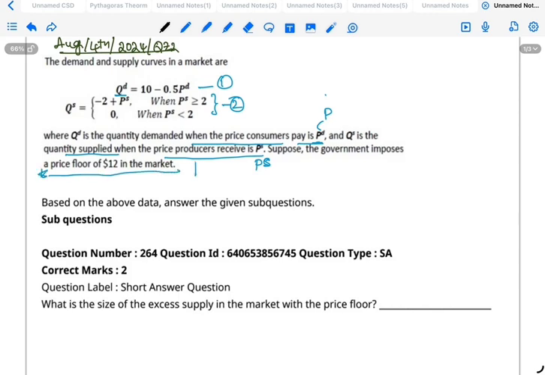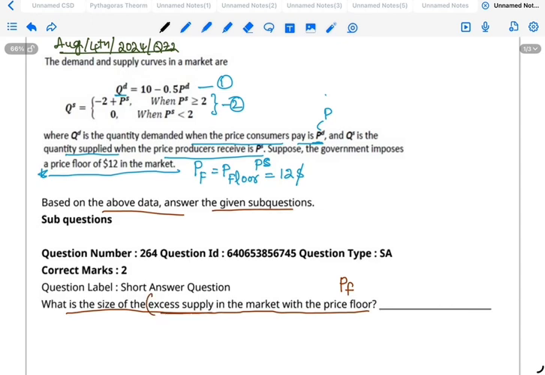This is important. The price floor: price equals $12 in the market. What is the size of the excess supply in the market with the price floor, that is with PF, the price floor?